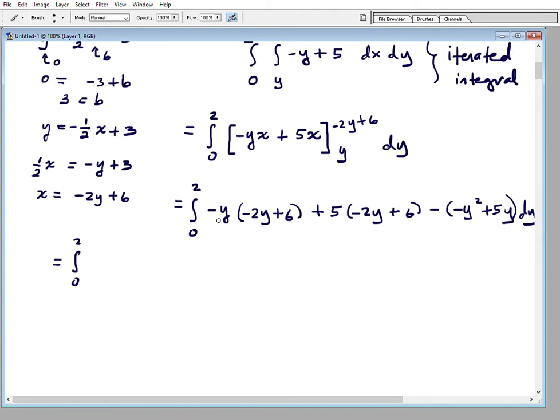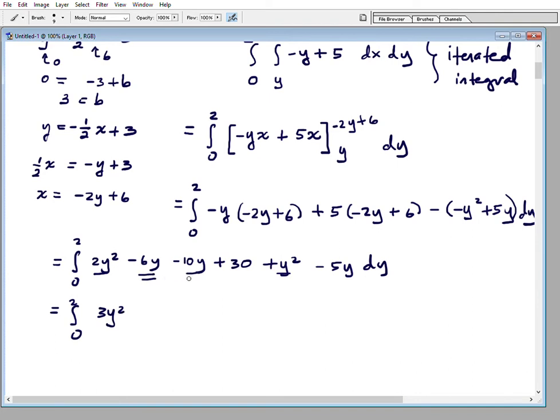Okay, so here we have 2y squared minus 6y, I'm opening parentheses, minus 10y, 5 times 6 plus 30. Okay, negative, open these parentheses, minus minus y squared plus y squared. And then finally minus 5y dy. Okay, we have some like terms. Okay, here, 2y squared, 3y squared. And minus 6y minus 10y minus 5y. Okay, so we have minus 21y. And then we just have plus 30.